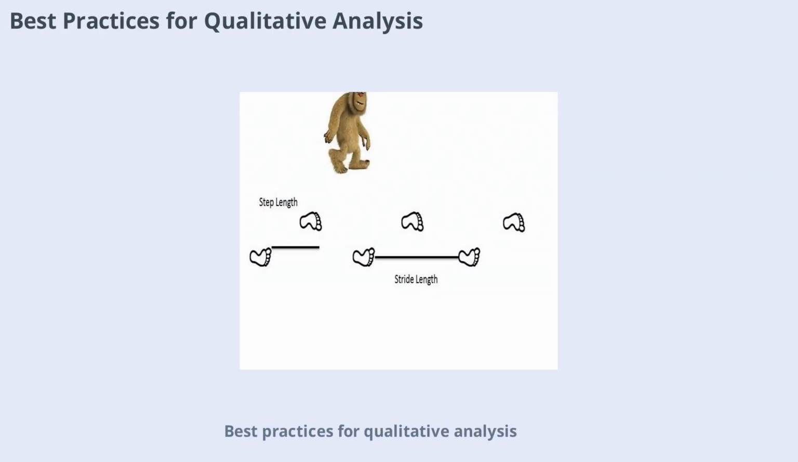Best practices for qualitative analysis include using multiple observation methods, involving experts from different fields, and regularly updating analysis techniques. By staying current with new research and technology, biomedical engineers can ensure their analyses are as effective as possible. Collaboration and continuous learning are key to success in this field.